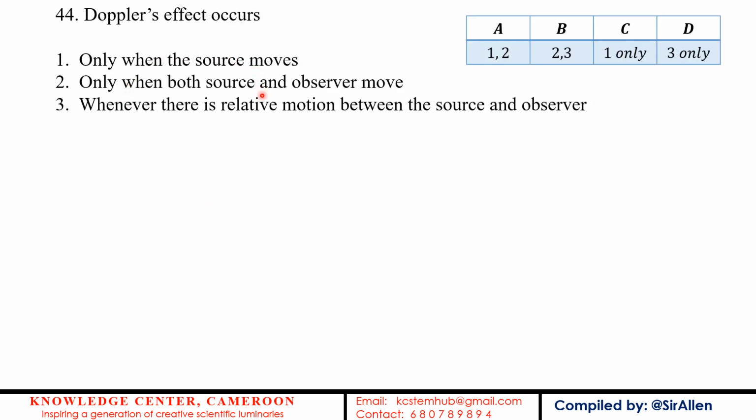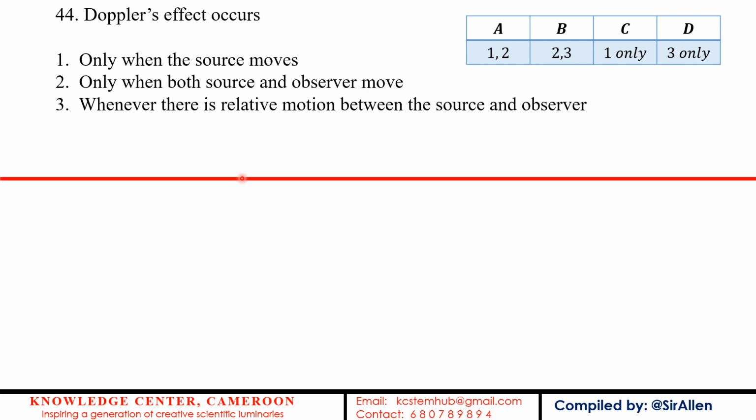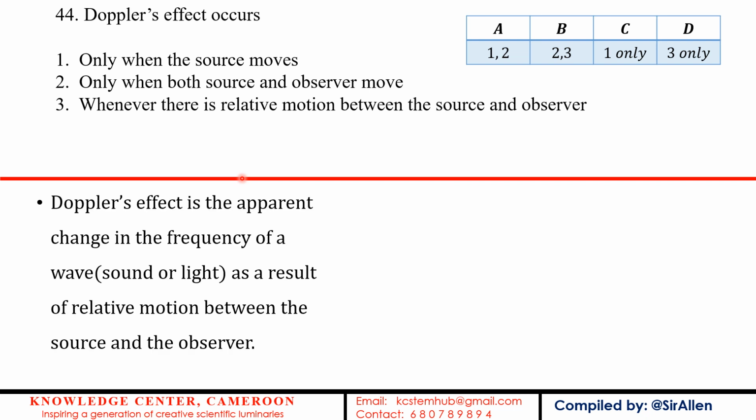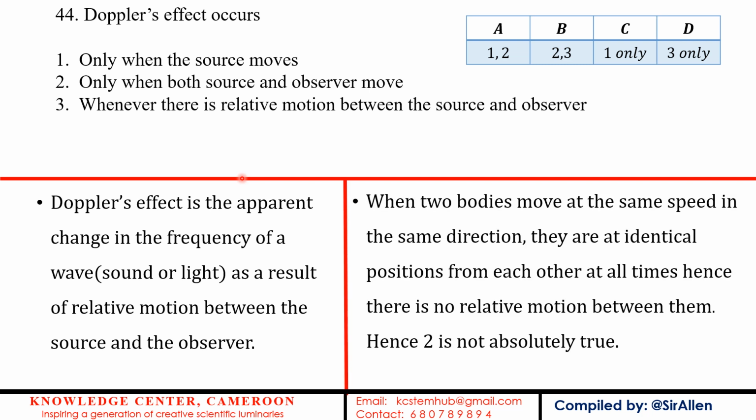Doppler effect occurs... All right, so first off, you need to know what is Doppler effect. Doppler effect is the apparent change in the frequency of sound observed by an observer as a result of relative motion between the source and the observer. Okay, so you've seen me talk about it a little bit here. That's the definition. But come over here, this is where the intricacy lies. When two bodies move at the same speed in the same direction, they are at identical positions from each other at all times. Hence, there's no relative motion between them. Hence, 2 is not absolutely true.